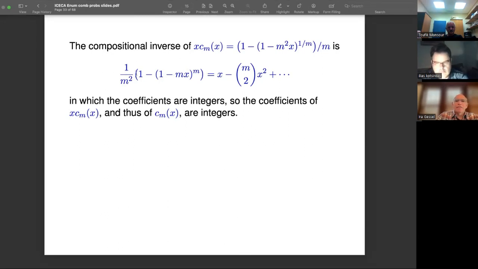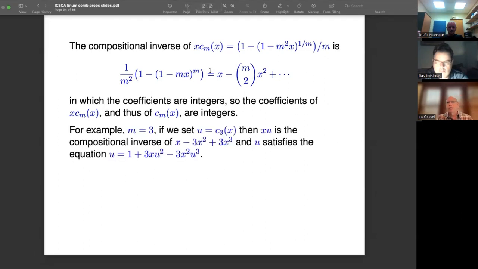And if you expand a few terms, you see that it starts off x and then minus m choose 2 x squared. And it's pretty clear that the coefficients later on are all going to be integers because you've got a large power of m here, and you're only dividing by m squared. So the coefficients are integers, and it starts off with an x, and so the compositional inverse will have integer coefficients. So this compositional inverse formula doesn't show that they're positive, but it shows that they're integers. So again, we have a situation where we have one formula that shows that certain things are integers, and we have another formula that shows that they're positive.